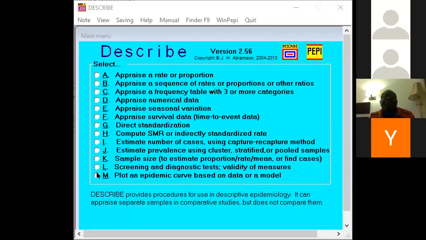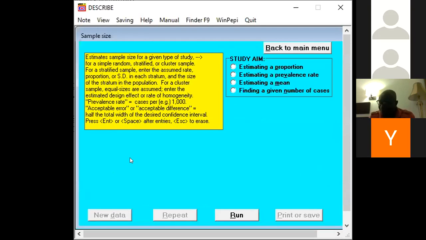I will share again, because when you click on anything there, it will stop sharing. Can you see now? When you click on it, it gives you this. You see sample size under K. You now click on estimate. Immediately you click on it, you can see it.